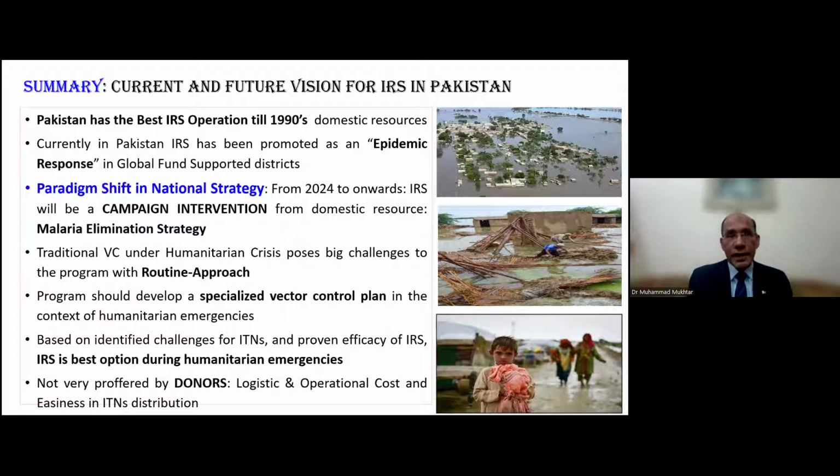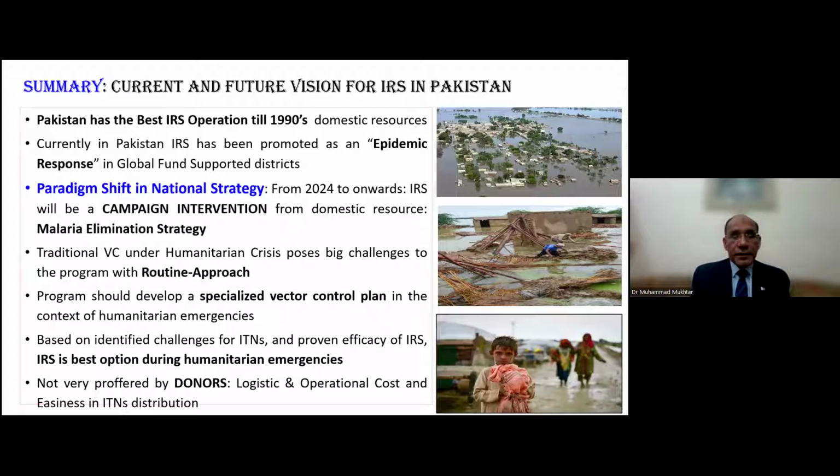From the Global Fund resources, we can use the bed net. And from domestic resources, IRS will be used. So this is a wonderful model from the country, that both interventions will be used as a core and as a campaign intervention in the country, keeping in view our malaria elimination goal till 2035.